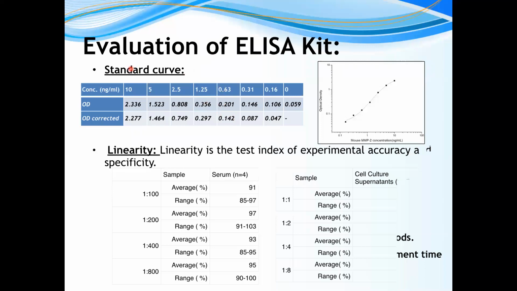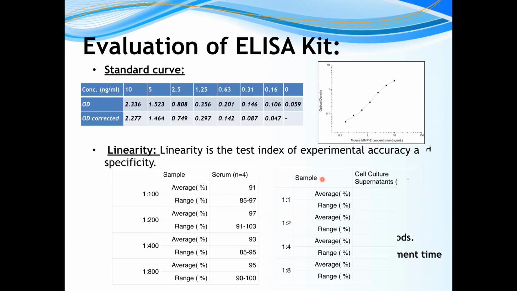The first is the standard curve. It is very important because the standard curve helps us to calculate the actual testing sample value. So it should be linear. One should really carefully assess the standard curve provided with the ELISA kit.